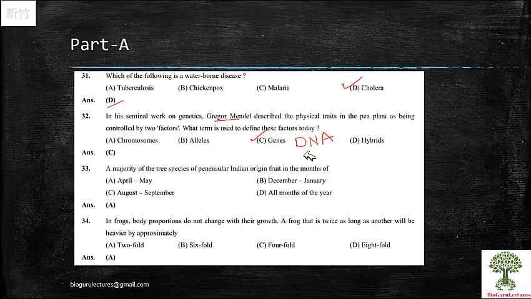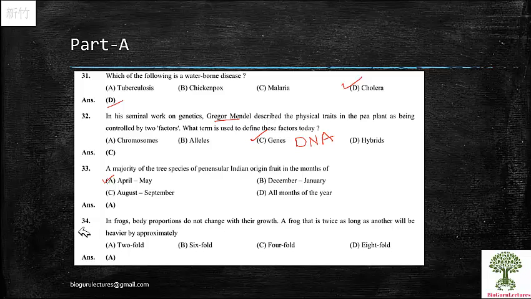And the next question is, a majority of tree species of peninsular India fruit in the months of. The answer is April and May, as we can consider this duration late summer and early rainy season.